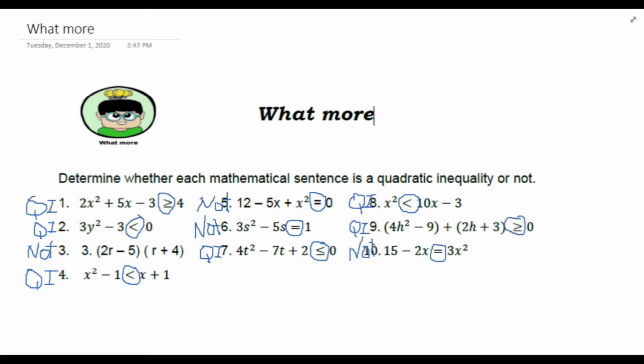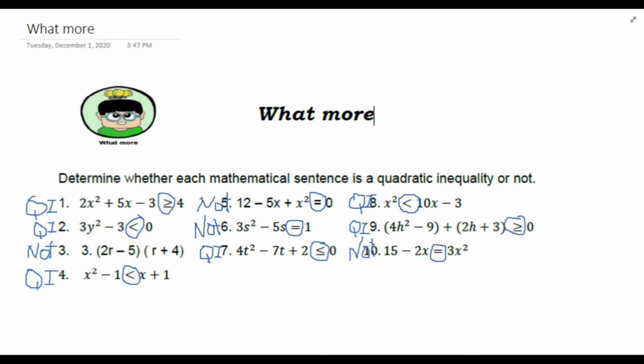So the expression at the left and the expression at the right are separated by an equal sign. So this is not a quadratic inequality. Okay, very good. You are perfect with your answers.